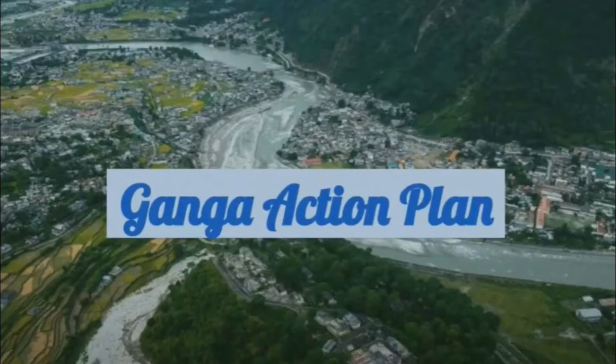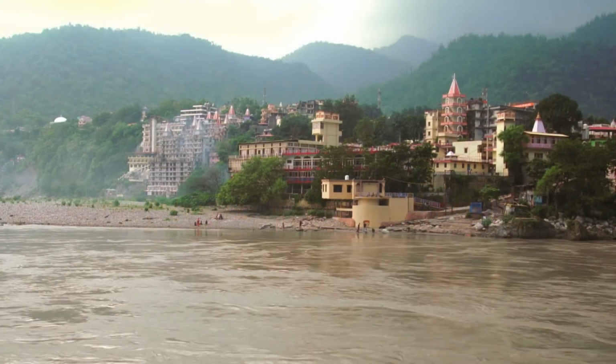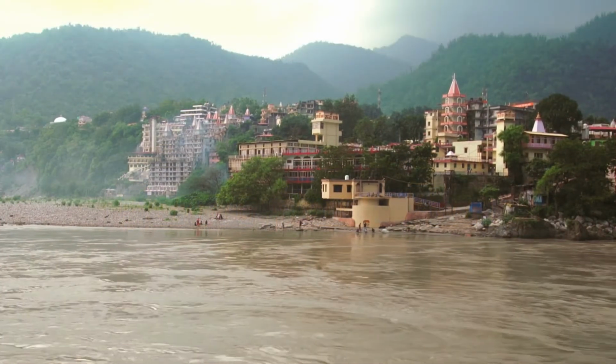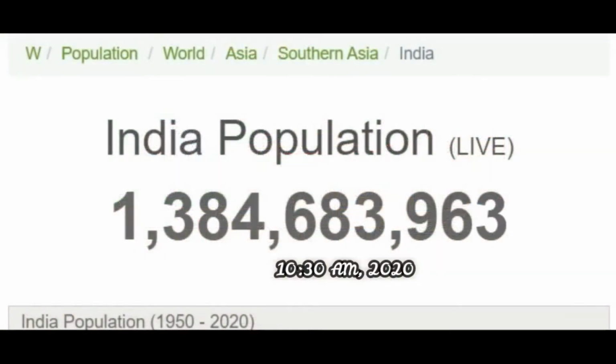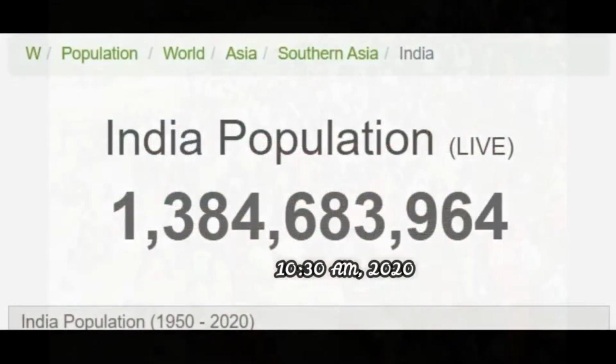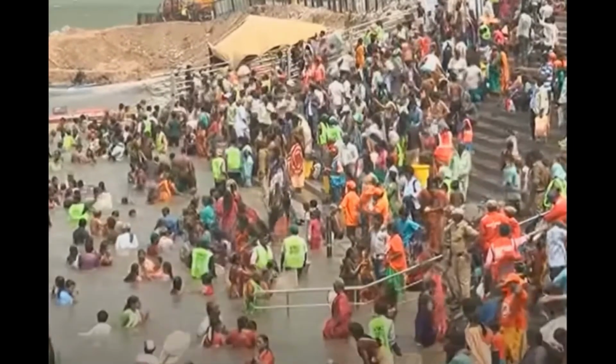An ambitious plan to save the river, called the Ganga Action Plan, was launched in 1985. It aimed to reduce the pollution level in the river. However, the increasing population and industrialization have already damaged the major river beyond repair.